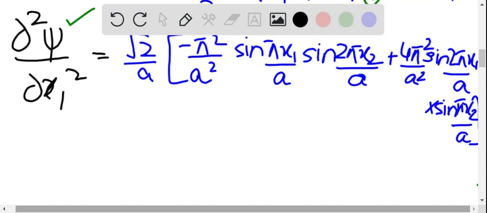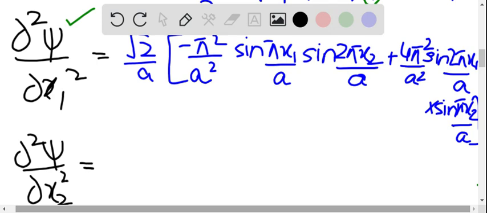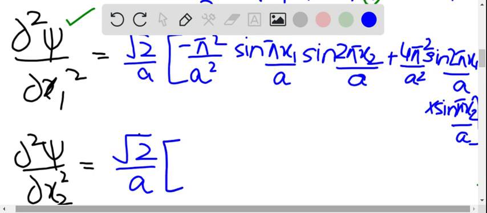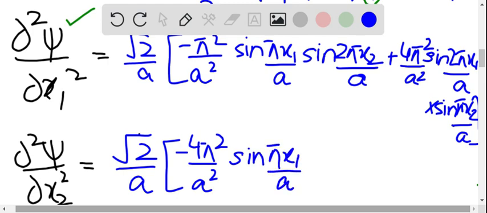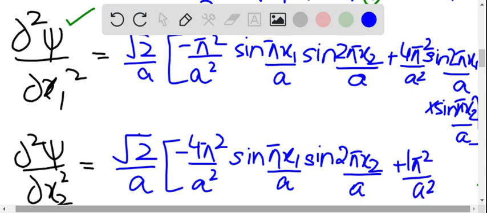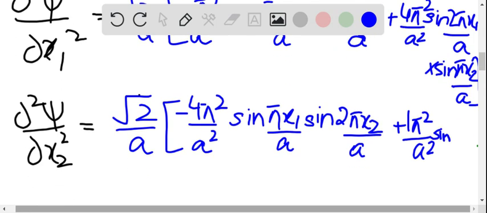Next I'm going to write down the equation for the second partial derivative of the wave function with respect to x2. That would be ∂²ψ/∂x2² = √(2/a) [−4π²/a² sin(πx1/a) sin(2πx2/a) + π²/a² sin(2πx1/a) sin(πx2/a)].